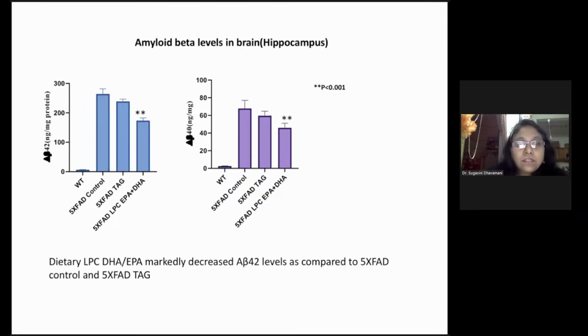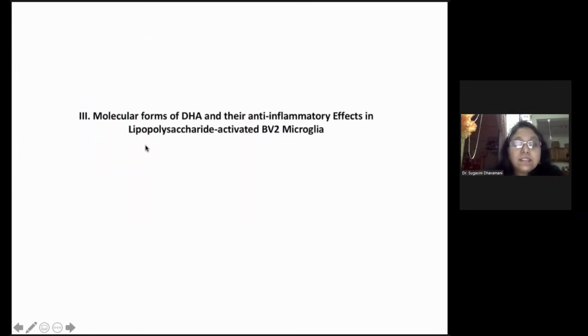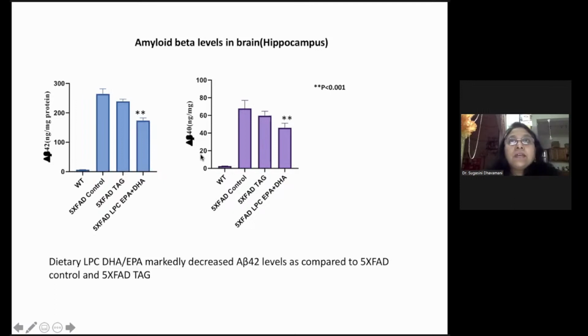Our results showed that the dietary LPC omega-3 markedly decreased the amyloid beta 42 and 40 levels as compared to 5XFAD control and 5XFAD TAG. This indicates that the neuronal dysfunction occurs in the brain at the early stages and progresses to encompass the brain with age. This also indicates that the brain is more sensitive to amyloid changes in the early disease, and the brain may be affected progressively with age.